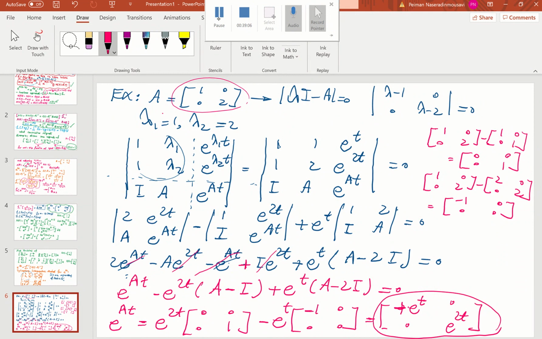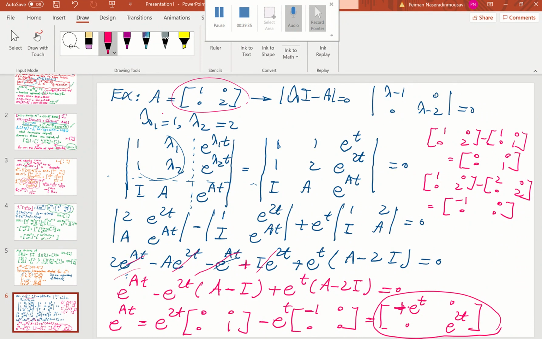And this is going to be e^T minus 2I. That's right. So this with this goes to e^At, and this with this, taking out the minus, is going to be A minus A, right? And plus e^T is going to be A, that's right, A minus 2A, that's right, is 0.